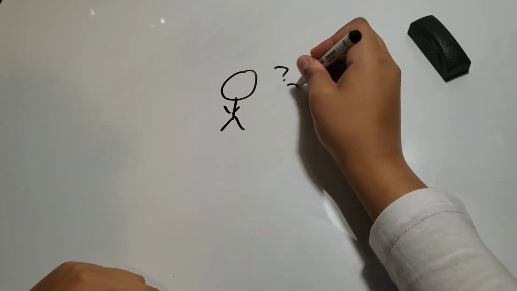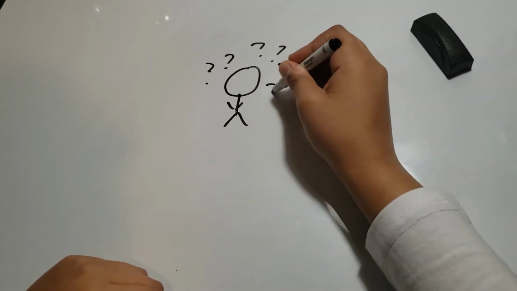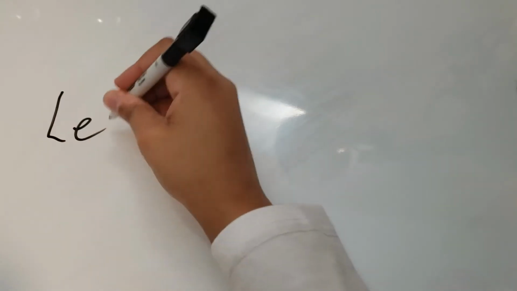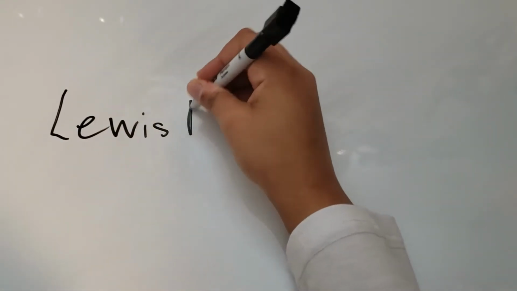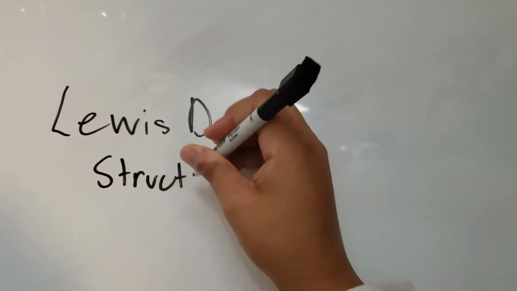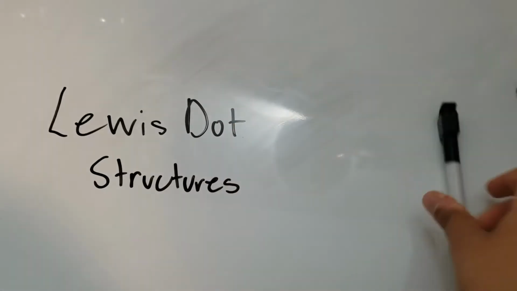Say that you are a chemist trying to explain how chemical bonds form. The easiest way would be to draw a picture, right? That's the same line of reasoning G. N. Lewis used when explaining chemical bonding. These structures are known today as Lewis dot structures.